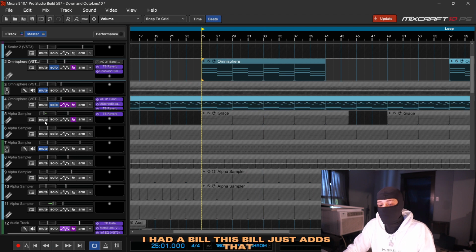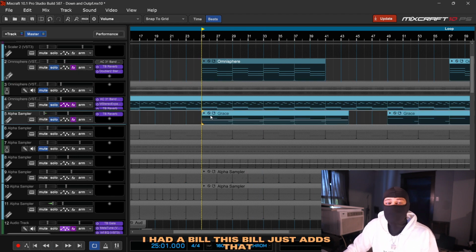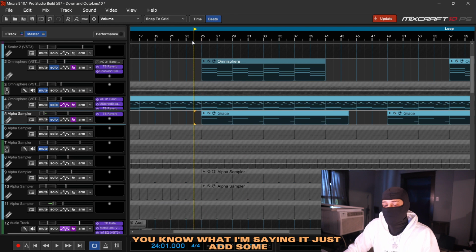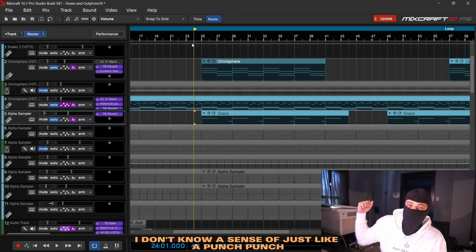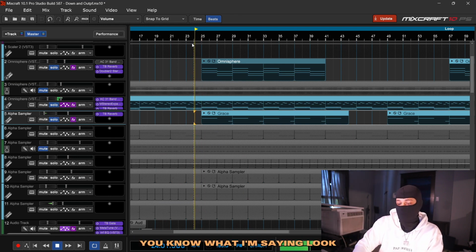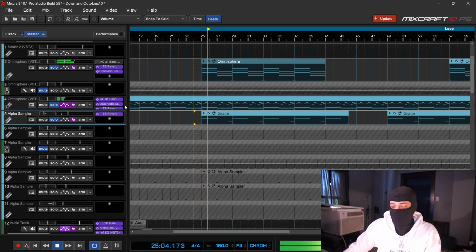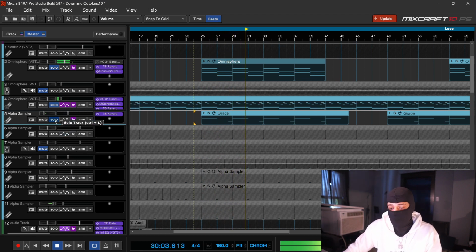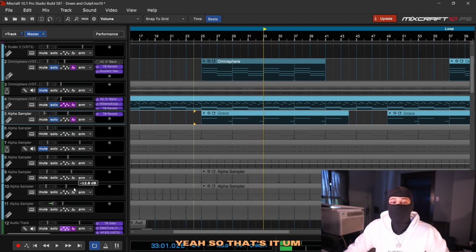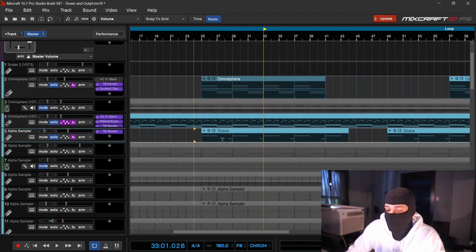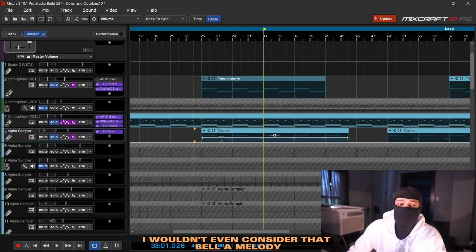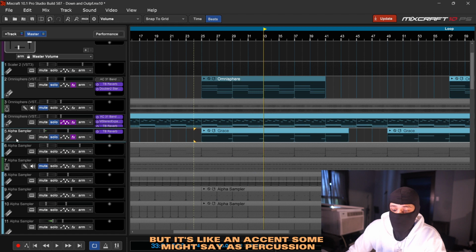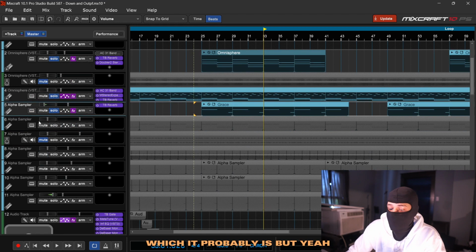And then after that, I had a bell. This bell just adds that oomph. You know what I'm saying? It just adds a sense of a punch. Look. Yeah. So that's it. That's the main melodies. I wouldn't even consider that bell a melody, but it's like an accent. Some might say it's percussion, which it probably is, but yeah.